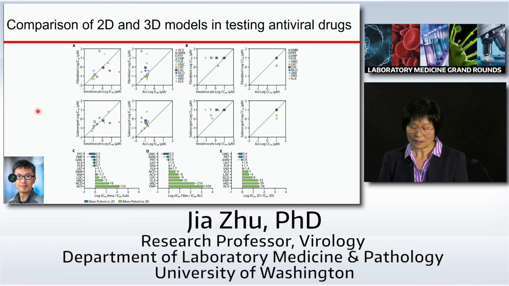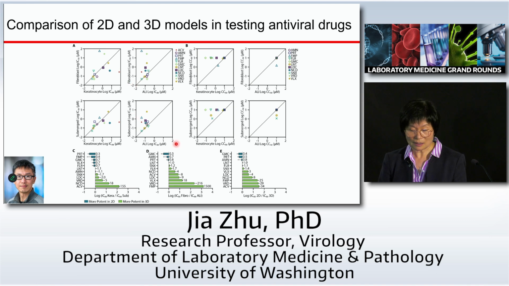Yui, a statistician, helped us to perform systematic comparison between all 4 models: the 2D keratinocytes, 2D fibroblast cells, the 3D submerged and 3D ALI model, to compare the potency, toxicity, and the selectivity. What is shown here is that the impact of the cell type and the 2D, 3D model on the antiviral potency are compound specific.